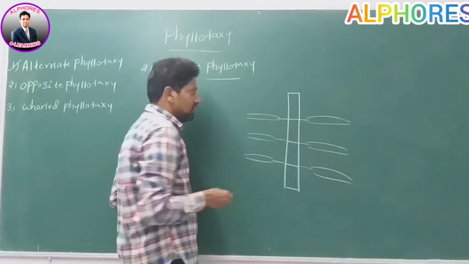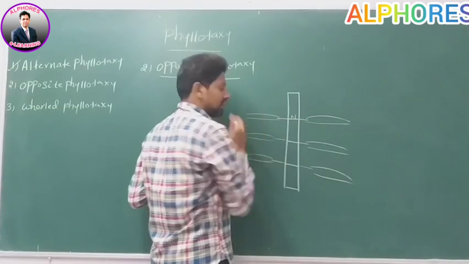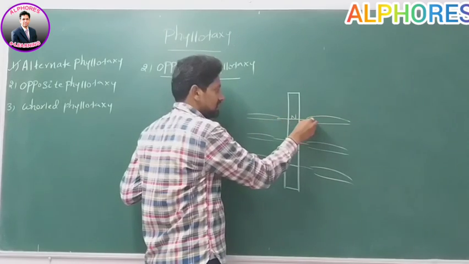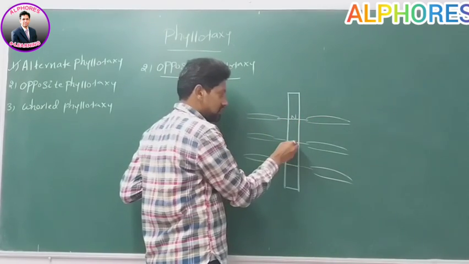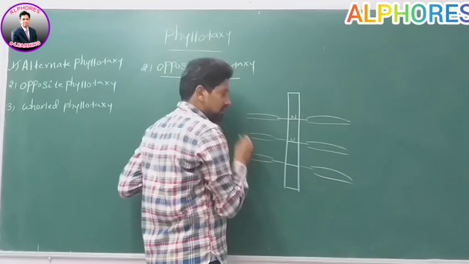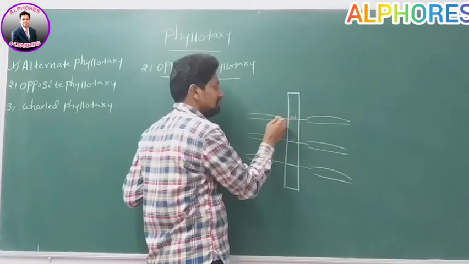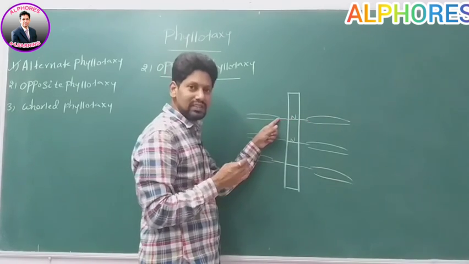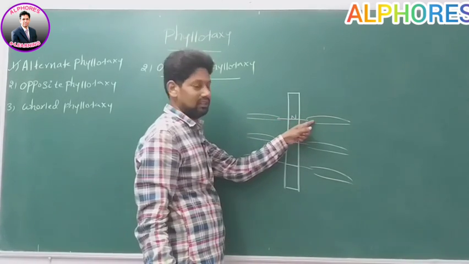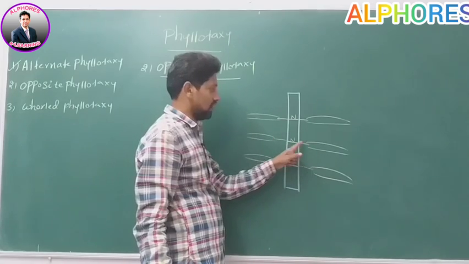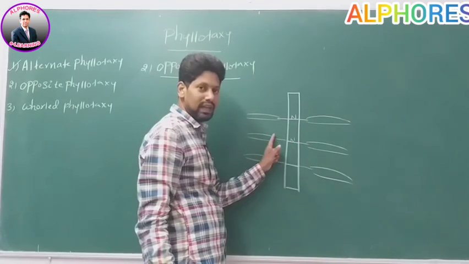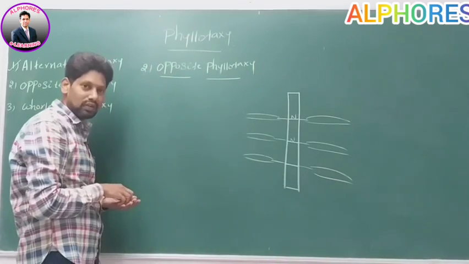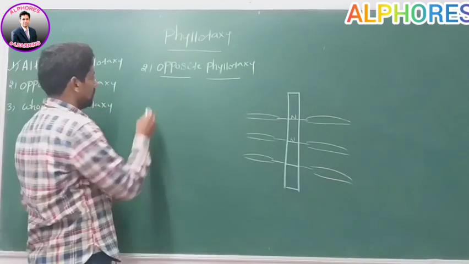See this diagram. This is a node, right? At this node, how many leaves are there? 2 leaves. Therefore, at each node, how many leaves are present? 2 leaves. Are these 2 leaves on the same side? No, they are on opposite sides. This is which phyllotaxy? Opposite phyllotaxy. Right?